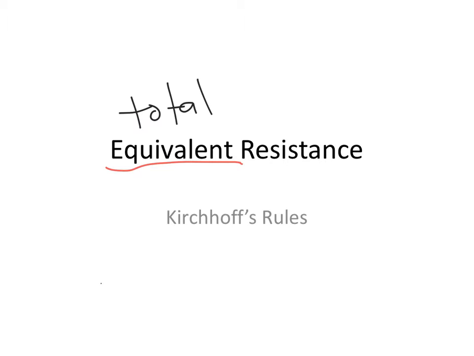So if I have like 3 or 4 resistors wired a certain way and I want to replace all of those resistors with one resistor, what size resistor would I need? That's what equivalent resistance is all about.